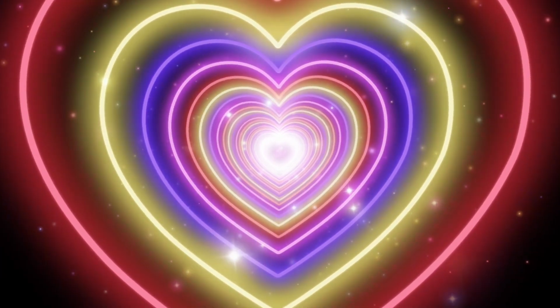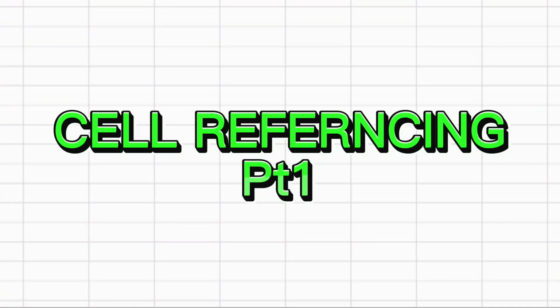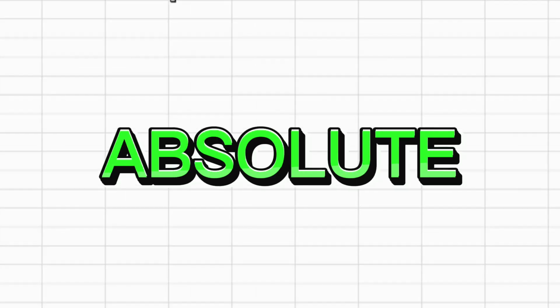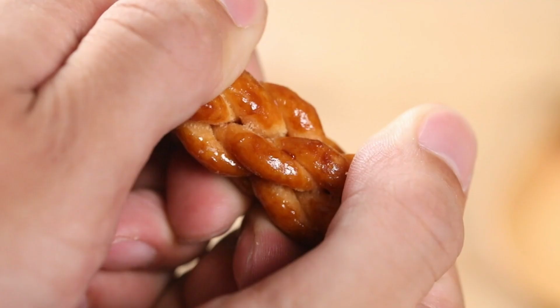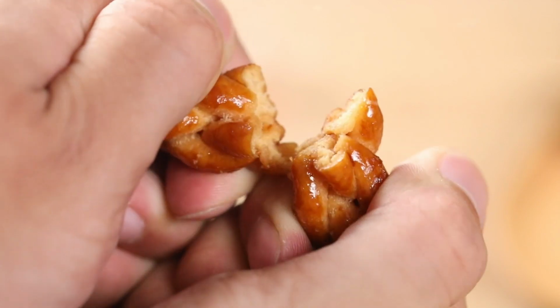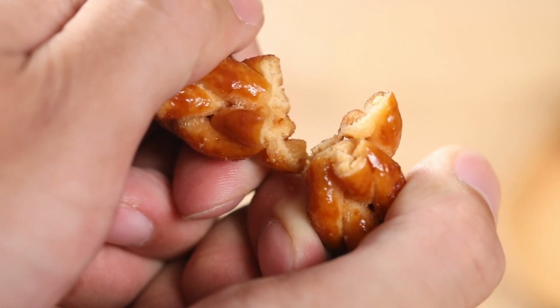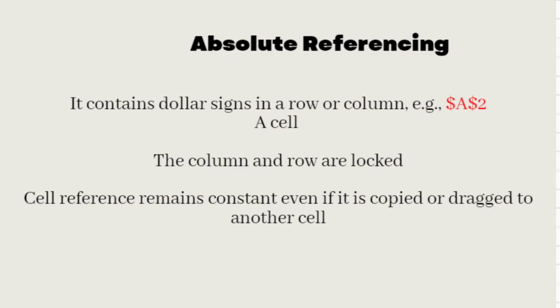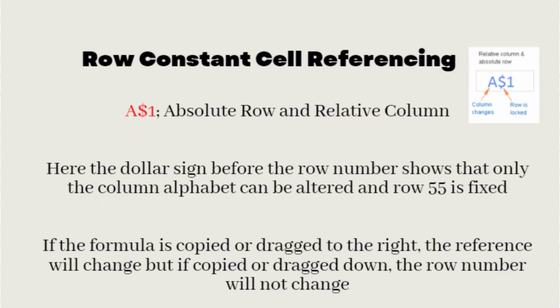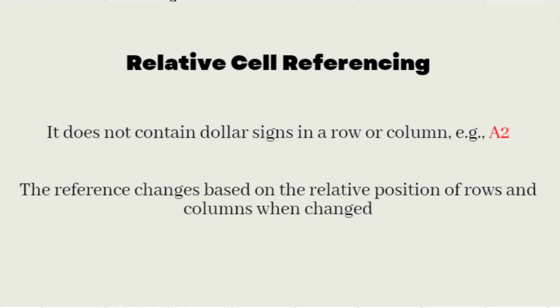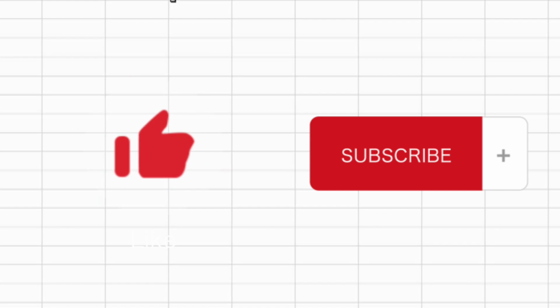My name is Sylvia, and in today's video, we're looking at cell referencing. I've thought to say relative and absolute cell referencing as the two broad types of cell referencing. But for me, I would like to break it down into four types, which is what helps me learn better. So we have the absolute cell referencing, the row constant cell referencing, the column constant cell referencing, and the relative cell referencing. And in today's video, we're going to explore these four types of cell referencing to learn them together.